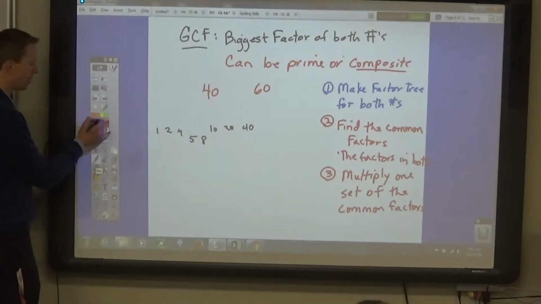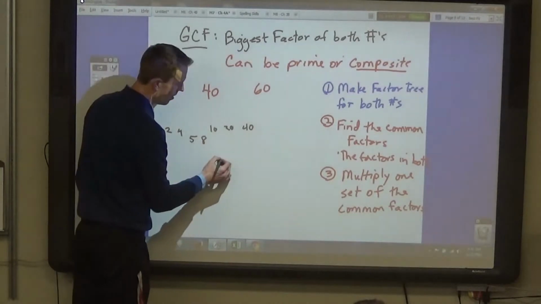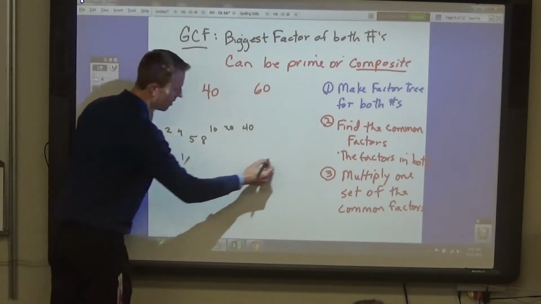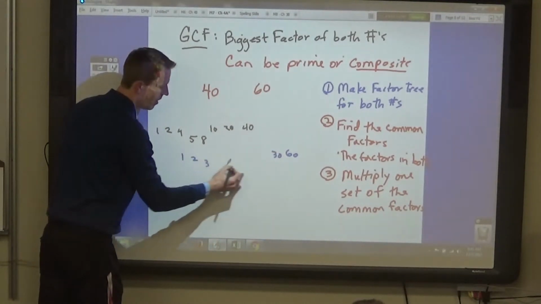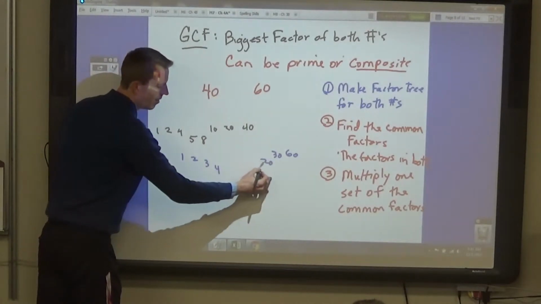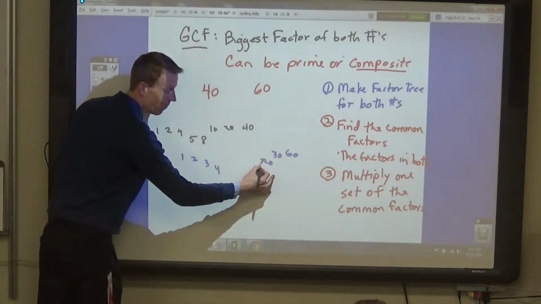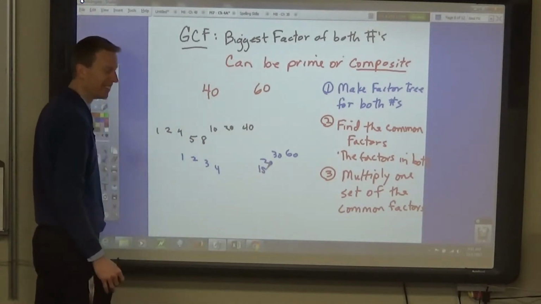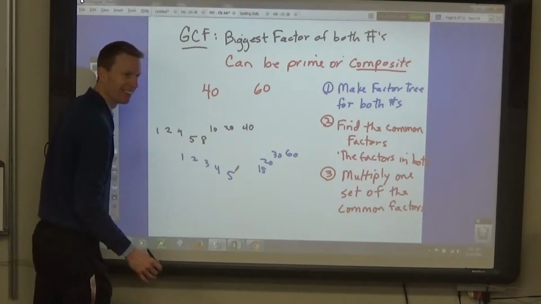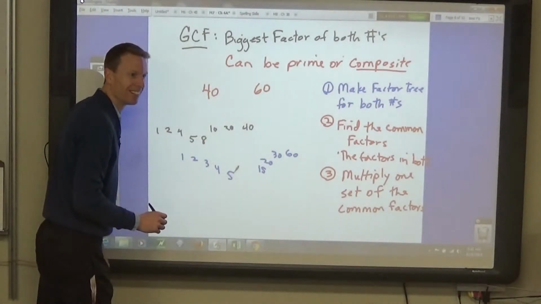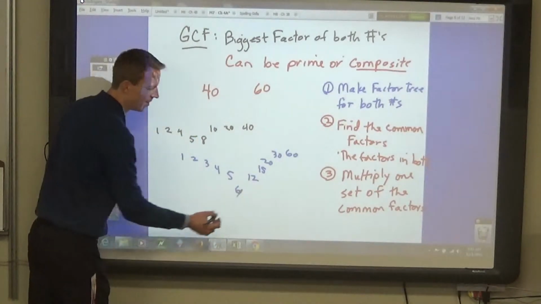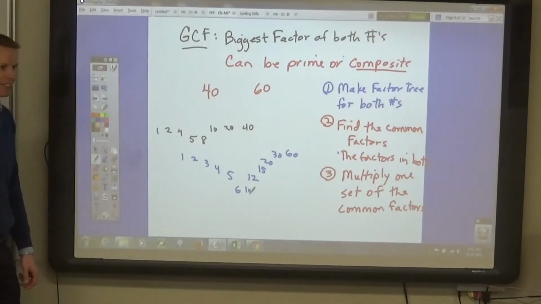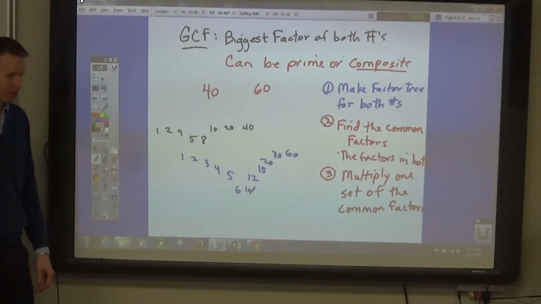So that's one way to do this, is to list the factors. Now if we list the factors of 60, there's quite a few of them, isn't there? 1 and 60, 2 and 30, 3 and 20, 4 and 15, 5 and 12, 6 and 10. 7, 8, 9. No. Now I had to write these going down because otherwise they wouldn't fit.